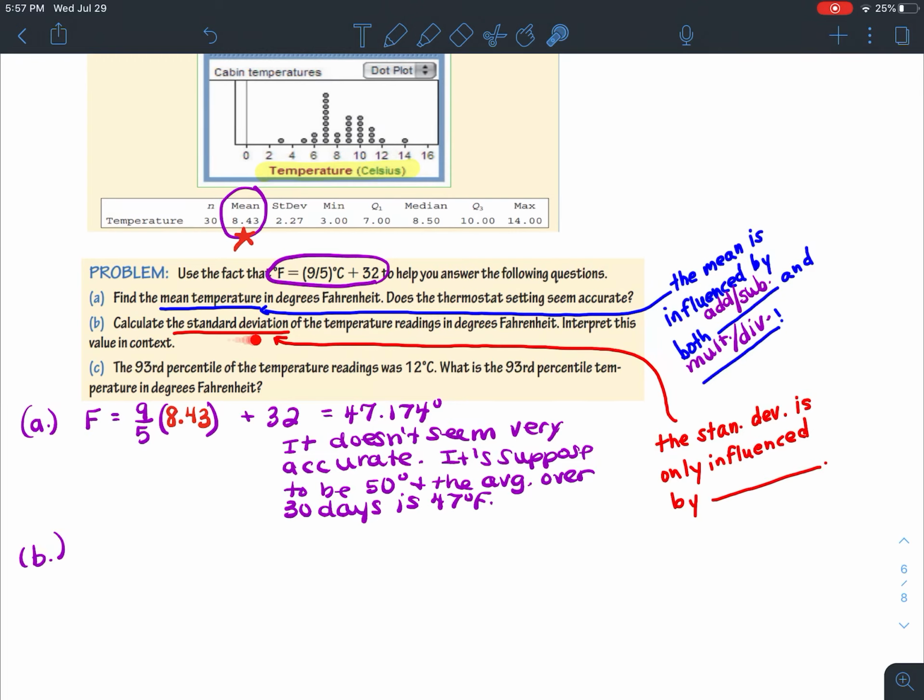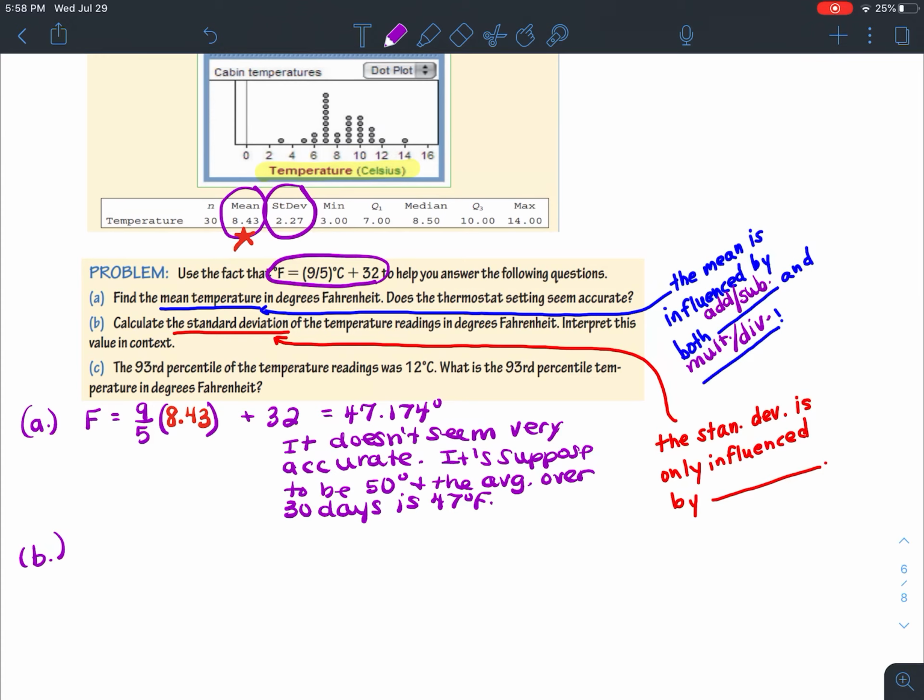All right, let's move on to part B, and here's where we're going to have to be a little bit careful. It says, calculate the standard deviation of the temperature readings. Again, they want us to do this in degrees Fahrenheit. So let's go back up to our computer output. I'm going to circle the standard deviation, but keep in mind the 2.27 is in degrees Celsius. So we're going to need to convert to Fahrenheit.